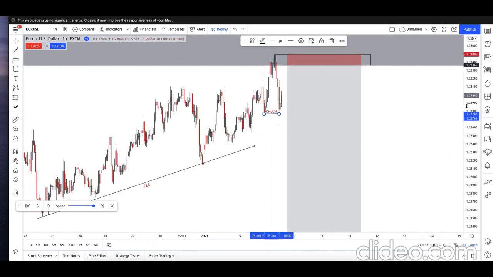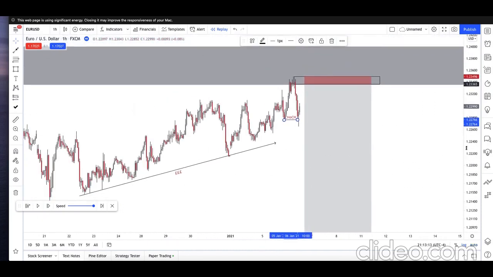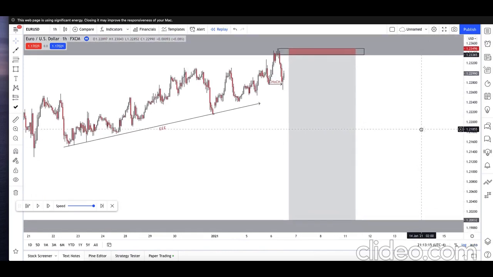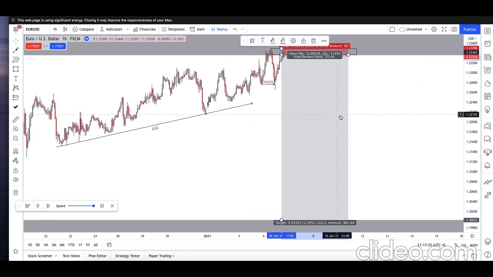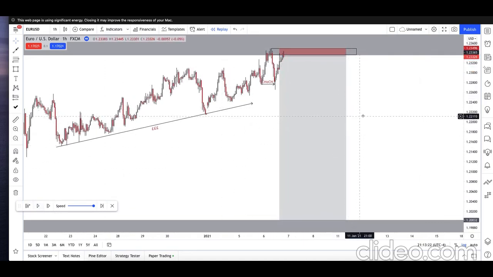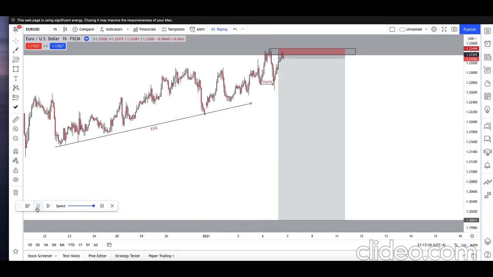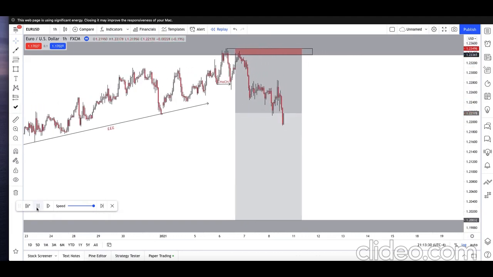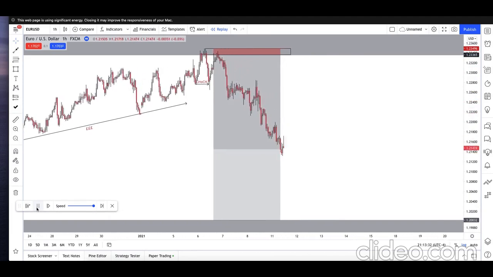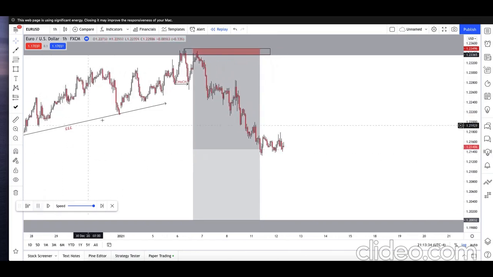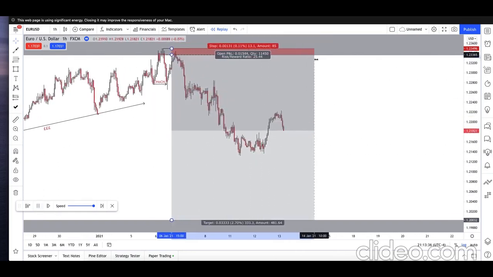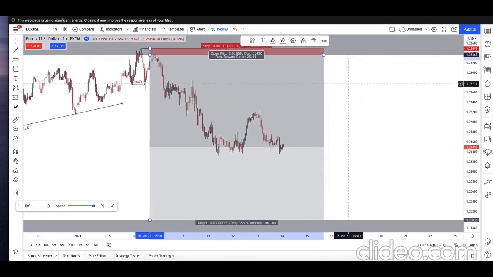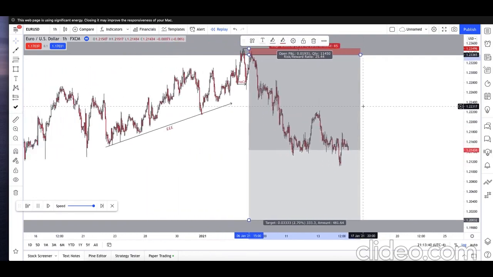So now let's play price and let's see what happens. There it goes. Price has now tapped into our area of supply. We're in sells, and we'll be targeting that imbalance down here. And there it goes. It's as simple as that. That's how I personally like to approach any pair.